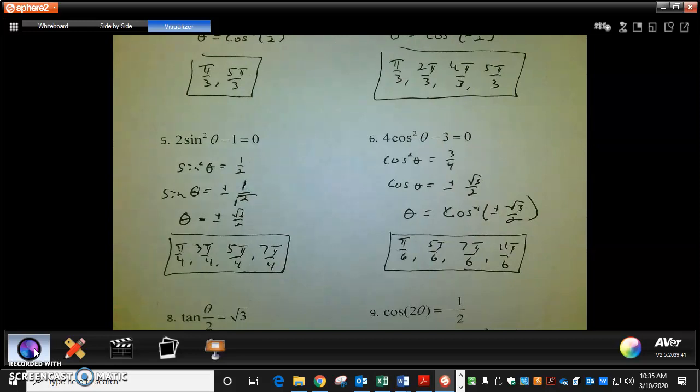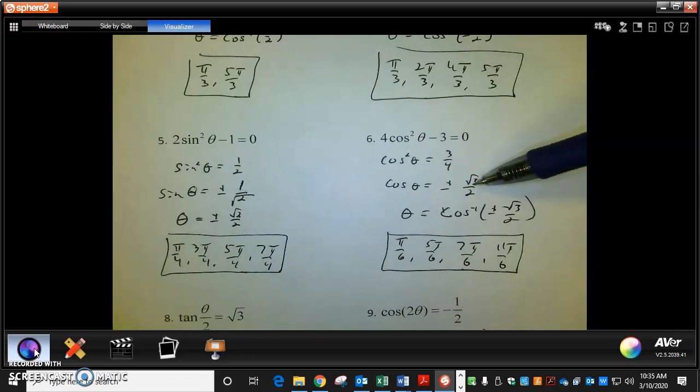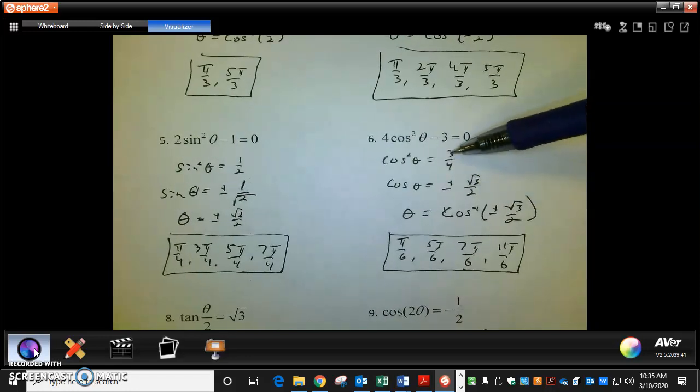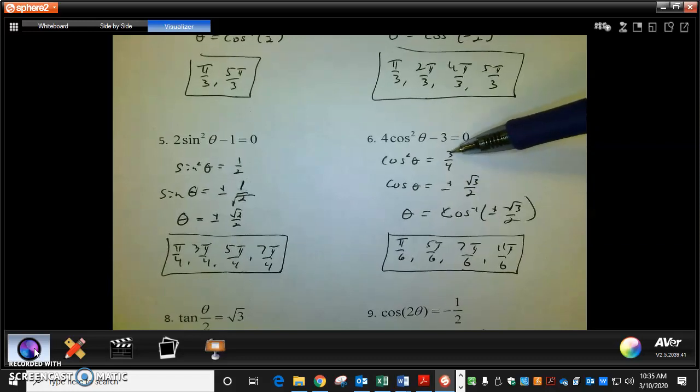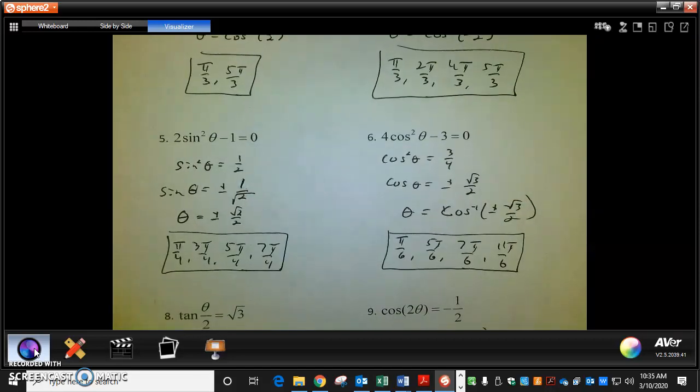Same with number 6. Move the 3 over. It's now a positive 3. Divide by 4, but then take the square root. The square root of 3/4 would be the square root of 3 over the square root of 4, which is 2. So again, whenever you do this, you should end up with something that's on our chart. And if not, that's a clue to you that you made some kind of mathematical error in solving the equation. And again, that one has those 4 answers.